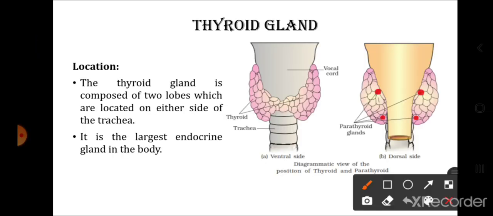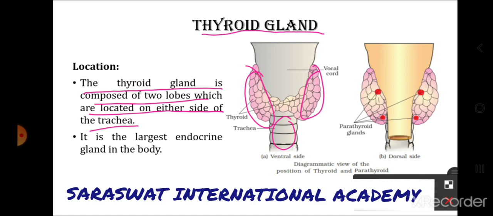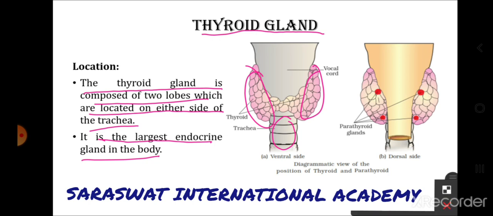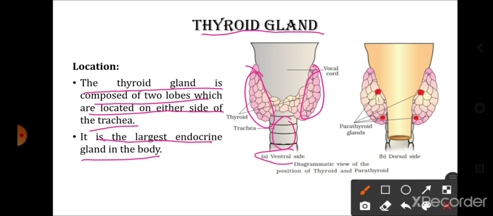So let us begin first of all with the thyroid gland. The thyroid gland is composed of two lobes which are located on either side of the trachea. This is the trachea. One lobe is located on its left side and one lobe on its right side. And it is the largest endocrine gland in the body. So which is the largest endocrine gland of our body? Thyroid gland. This is the ventral view of the thyroid gland and this is the dorsal view.